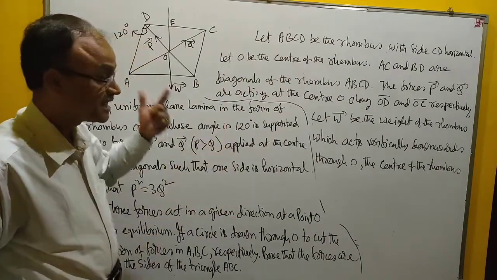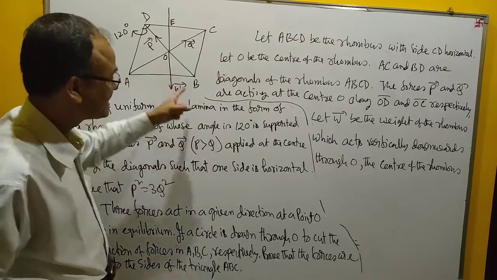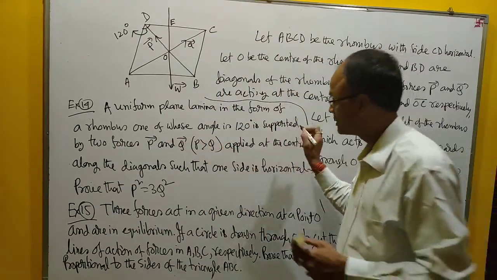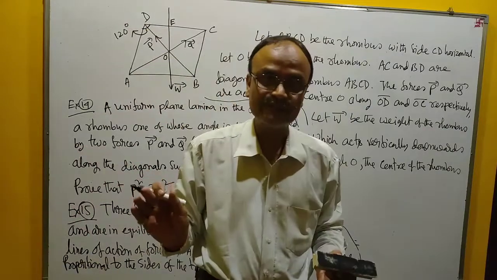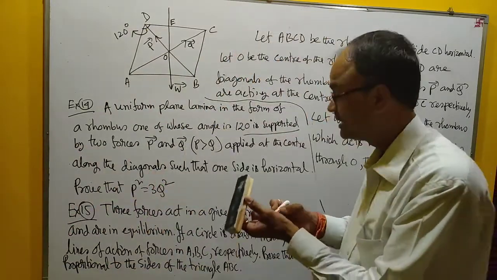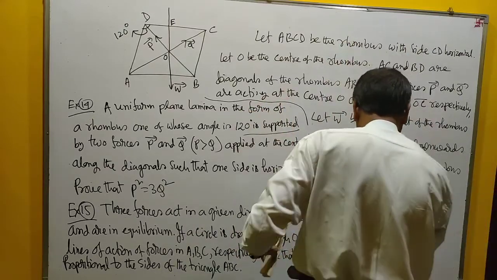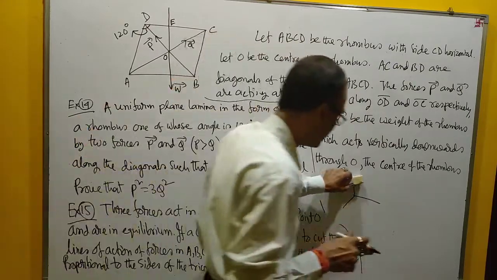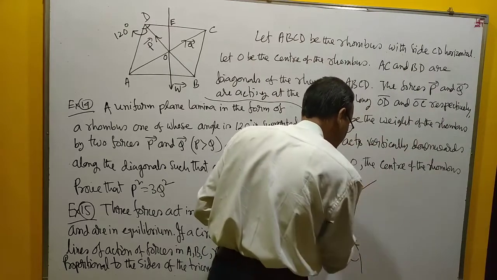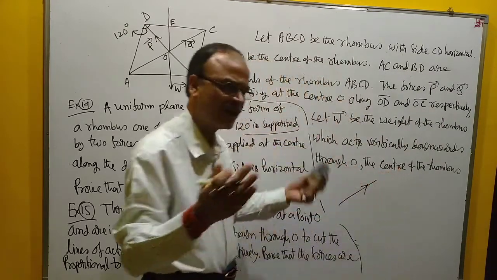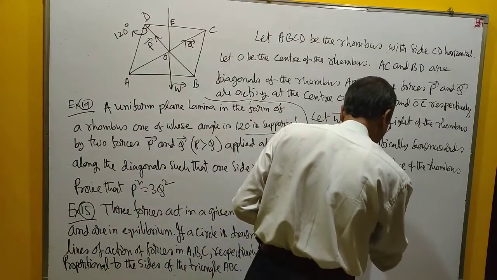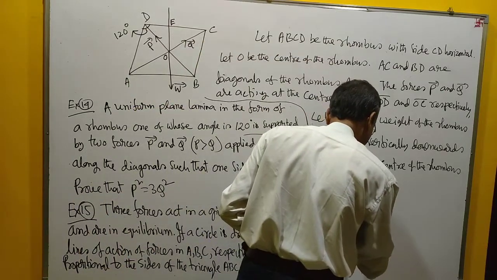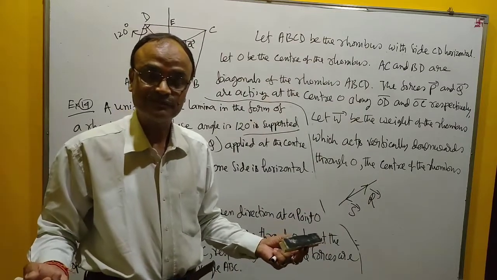Now you see the three forces P, Q and W acting at O are in equilibrium. Therefore, by Lami's theorem, three forces are in equilibrium. When two forces are in equilibrium, one force is acting along a straight line and the other force is acting along the same straight line in the opposite direction.